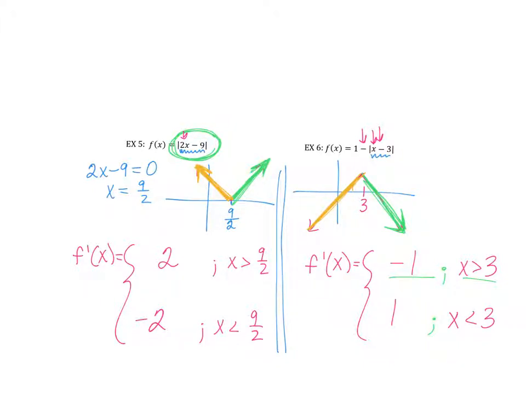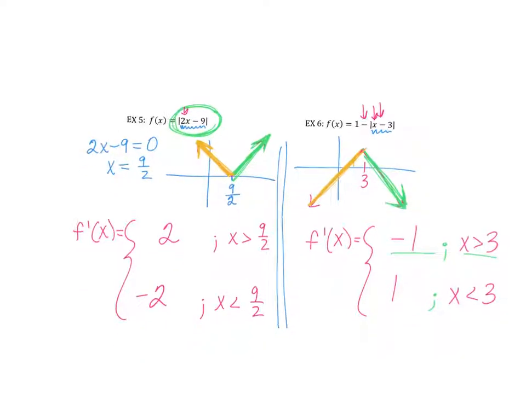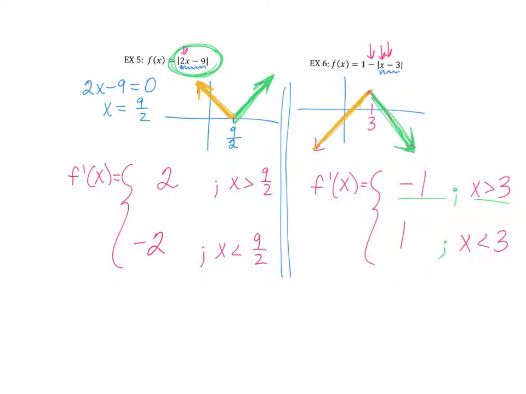That's my derivative. If what's inside the absolute value is not linear, then you're stuck with rewriting it as a piecewise function and then going from there. But if it's linear, you can make it very, very quick.